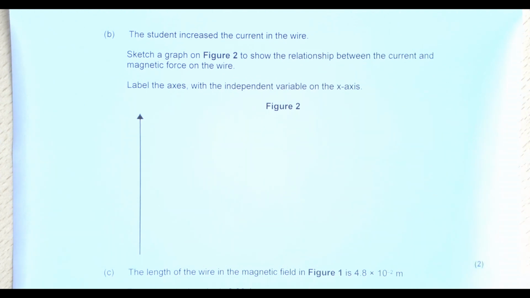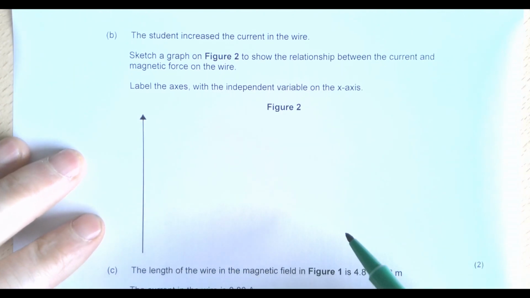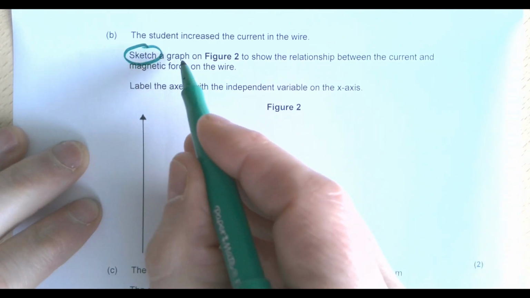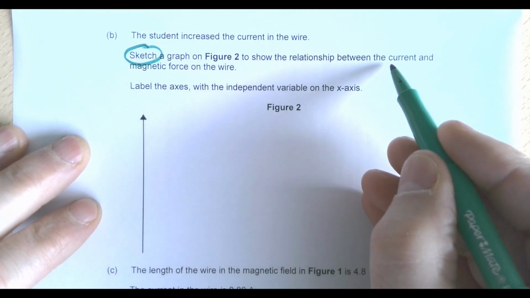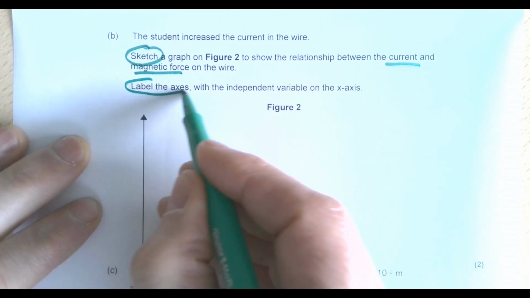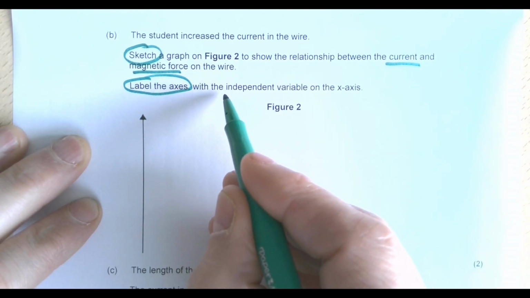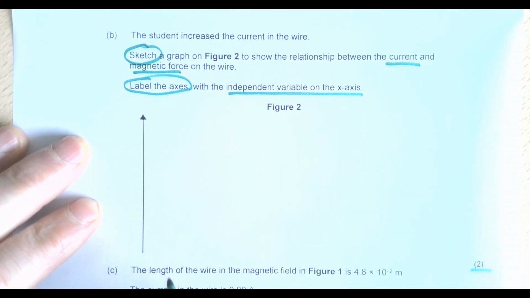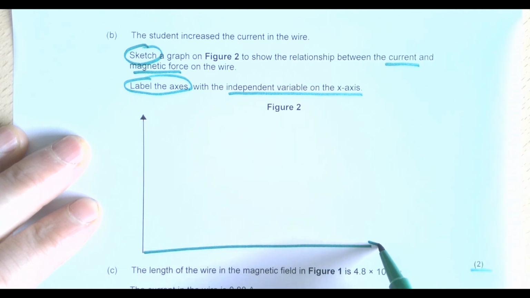Okay, so magnets, question 5, part B. The student increased the current in the wire. Sketch a graph on figure 2 to show the relationship between the current and the magnetic force on the wire. Label the axes with the independent variable on the x-axis, okay? It's worth 2 marks. So the first thing I'm going to do is on an x-axis there.